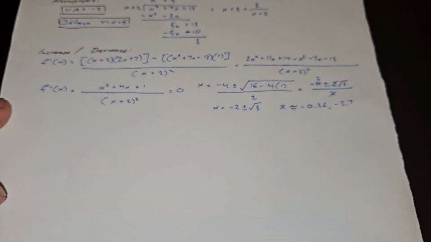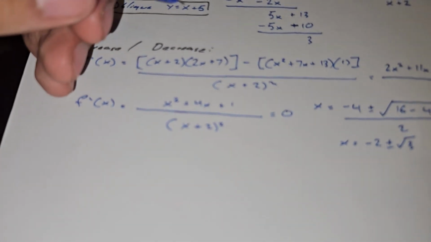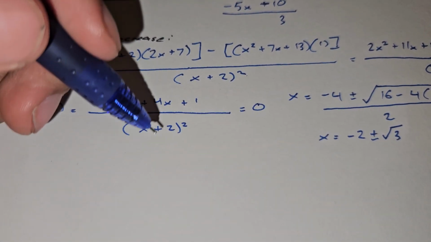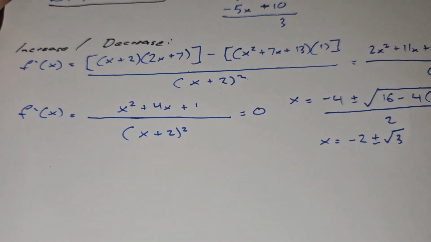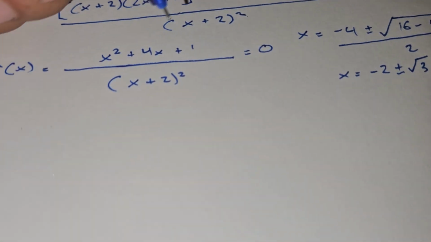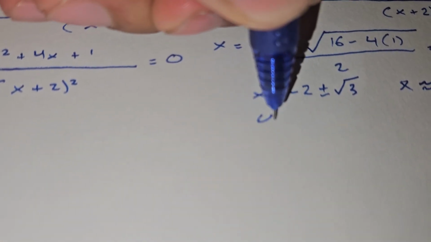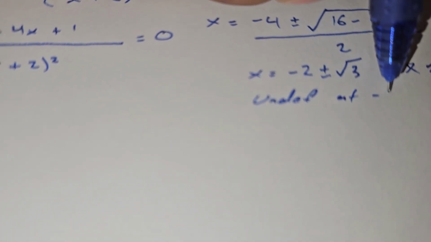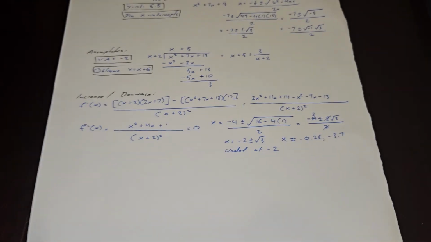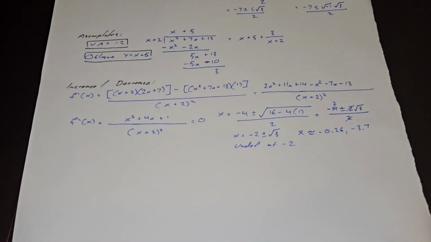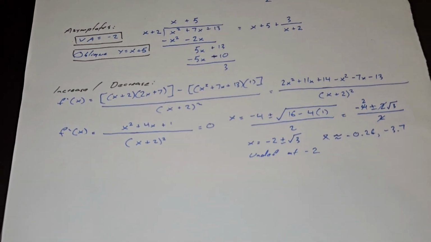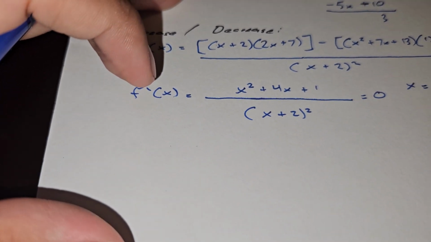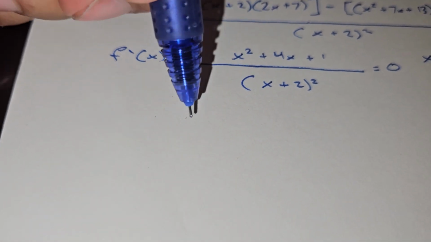All right, where is this function undefined? This function is undefined at negative 2, because if we plug in negative 2 here, the denominator equals 0. We cannot divide by 0, so it's undefined at negative 2. Now let's find out where this derivative is increasing and decreasing. So let's draw our number line.